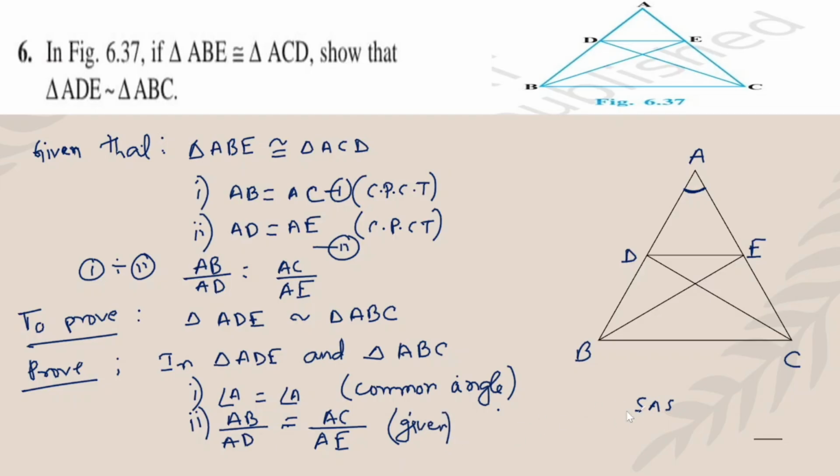So therefore we can write, by SAS rule, triangle ADE is similar to triangle ABC by SAS rule. Okay, so this is the solution of question number 6.